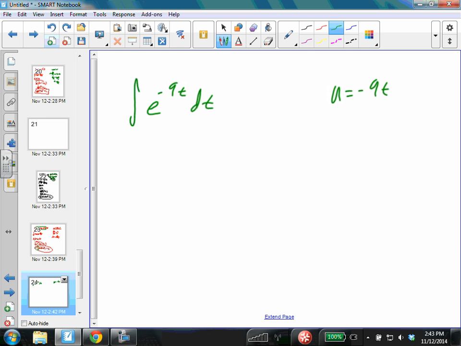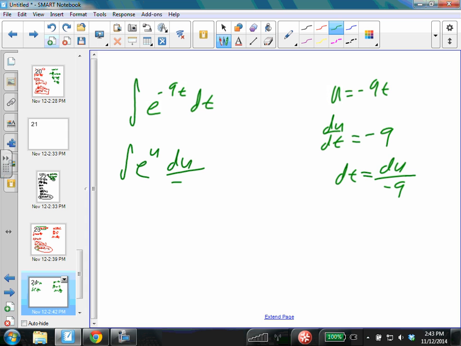A negative 9, but it's not there, so what must have been there to cancel it out? A 1/9 of some sort. So let's see what we get. Well, let's take the derivative with respect to t, and what do you get? Negative 9. Very good. Okay, the change in t is equal to the change in u divided by negative 9. And so now we have e to the u times du over negative 9.